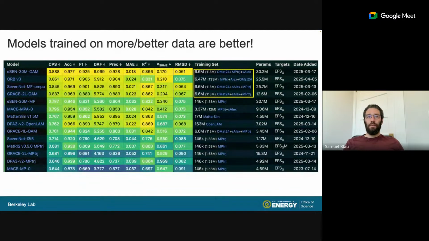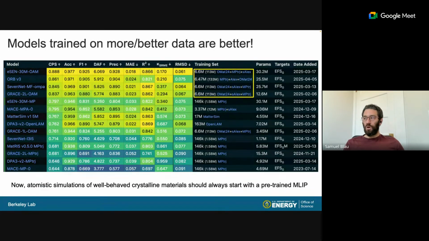And now if we look at the Matbench Discovery Leaderboard, we see that all of the best models are also trained on OMat, which is to say that if you have more data and better data, your models get better. Again, thoroughly unsurprising from the trends in machine learning that we're aware of. So at this point, I would say it's generally accepted in the computational chemistry and computational materials community that atomistic simulations of well-behaved crystal materials should always start by using a pre-trained MLIP rather than going to expensive density functional theory. And that's really a paradigm shift, fundamentally different from how people have treated these types of problems over the preceding 3 decades.